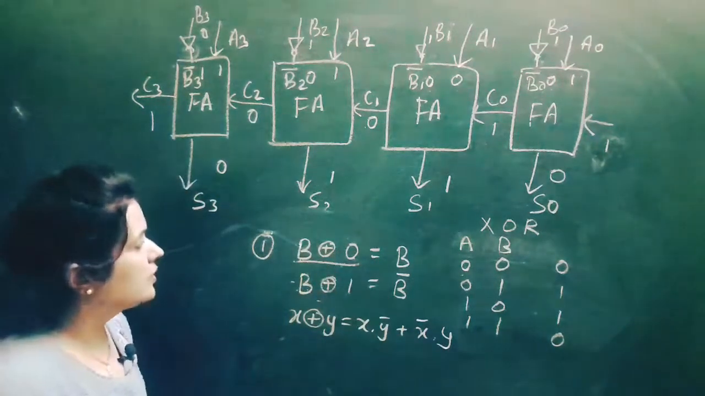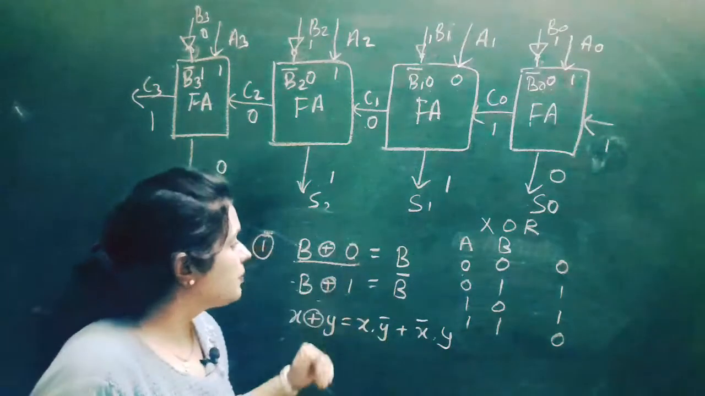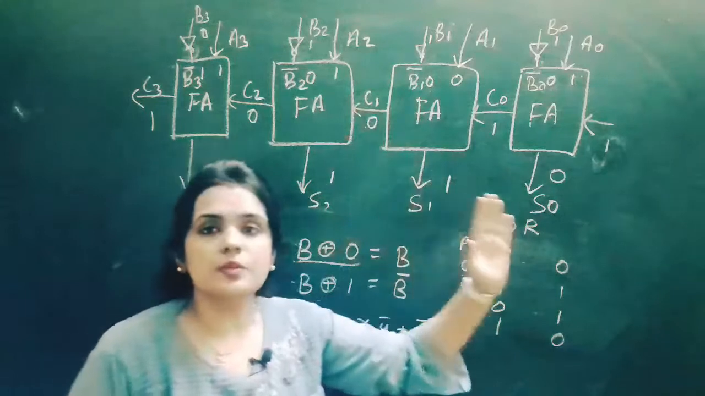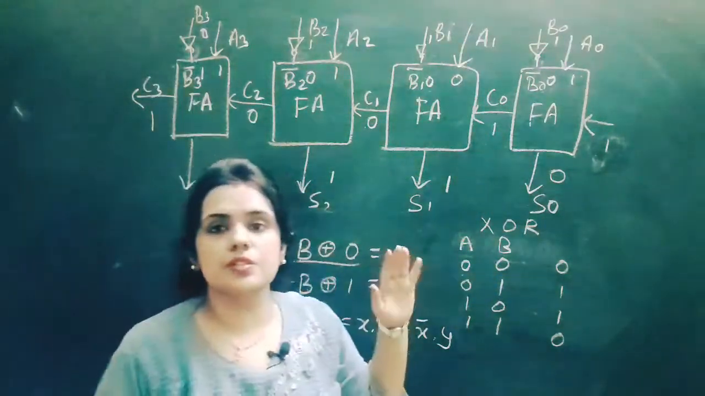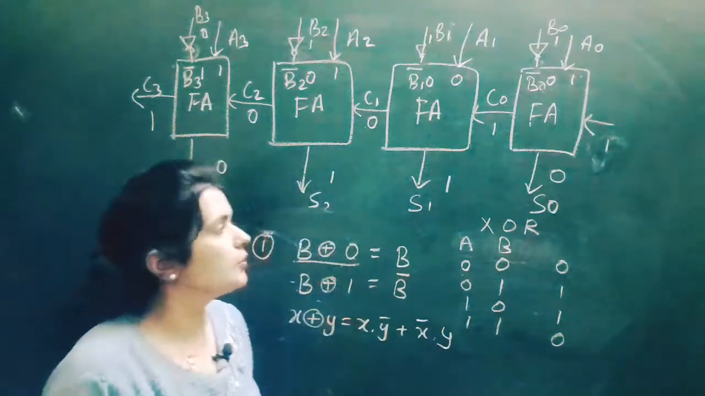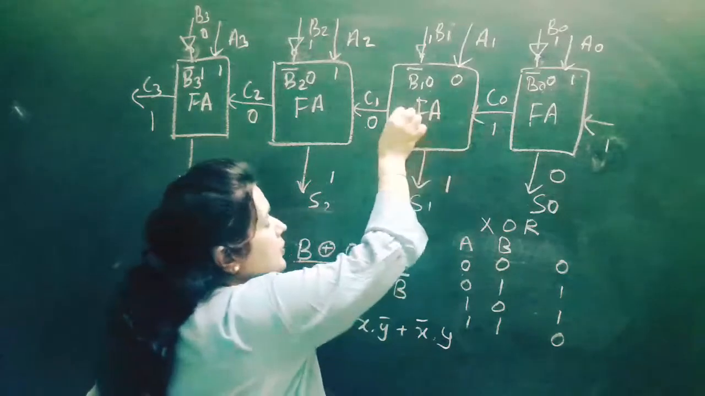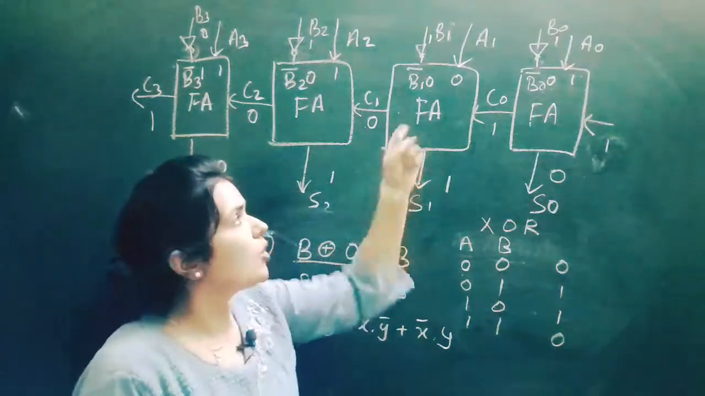Now we can observe one thing. For the purpose of addition, we want simply B, and for the purpose of subtraction, we want the complement of B as the second input. Our first input will be A only: A0, A1, A2, A3. There will be no changes in our first input, but in our second input, if we want to perform addition, we want B as our second input. And for the purpose of subtraction, our second input should be the complement of B.